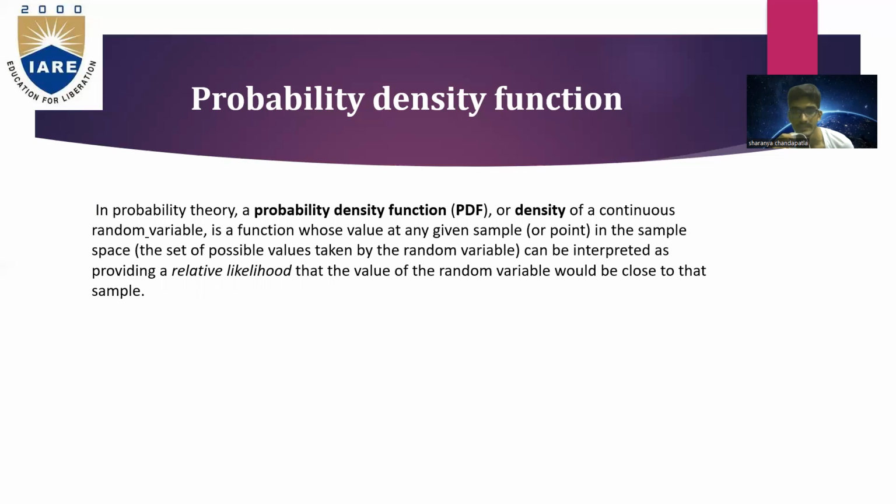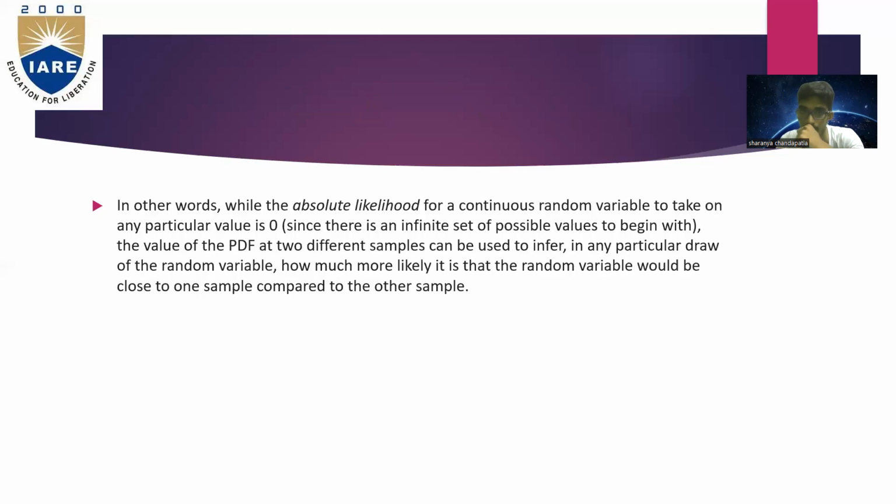So it is about the probability density function, also called PDF or density of a continuous random variable. In other words, while the absolute likelihood for a continuous random variable to take on any particular value is zero, since there is an infinite set of possible values to begin with, the value of the PDF at two different samples can be used to infer, in any particular draw of the random variable, how much more likely it is.